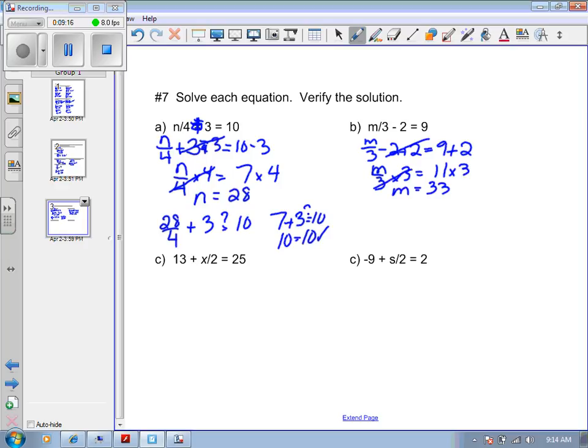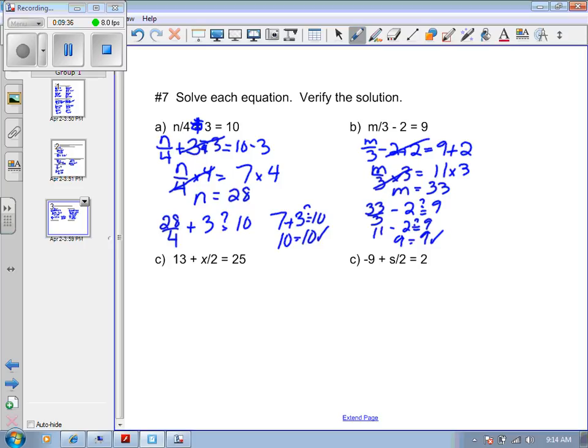Go back to the original one. 33 divided by 3 minus 2, is that equal to 9? 33 divided by 3 is 11, minus 2. 11 minus 2 equals 9, so both sides are equal.